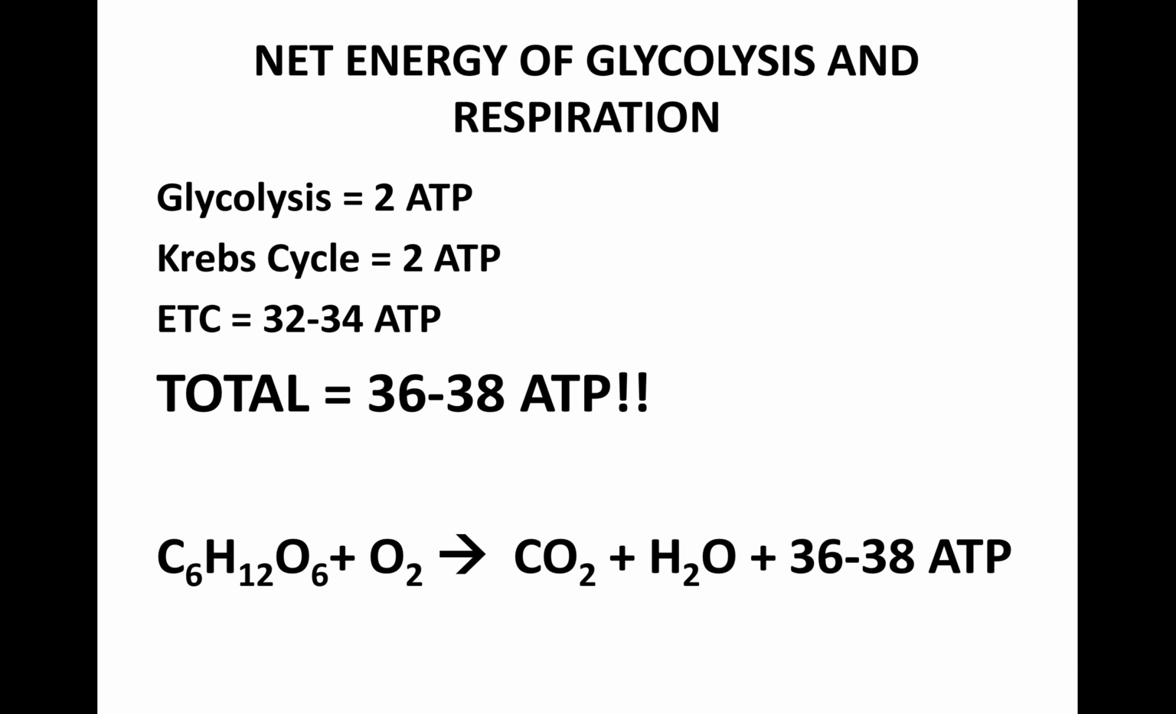So here's all the ATP that we've gotten from the process of cellular respiration. Glycolysis gave us 2, the Krebs cycle gave us 2, and the electron transport chain gave us 32 to 34 ATP, which gives us a grand total of 36 to 38 ATP for the whole process.